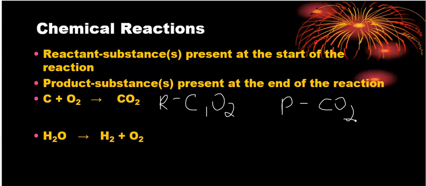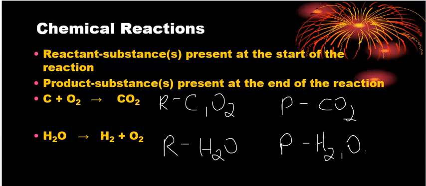In the second example, this is actually a decomposition reaction. I'm starting off with 1 reactant, and that would be water. I'm ending up with 2 products, hydrogen and oxygen. And I know this is not balanced. We'll get to balancing equations a little bit later. But you start with reactants on the left side of the arrow. The arrow just means yields or gives, and then you end up with your products on the right side of the arrow.